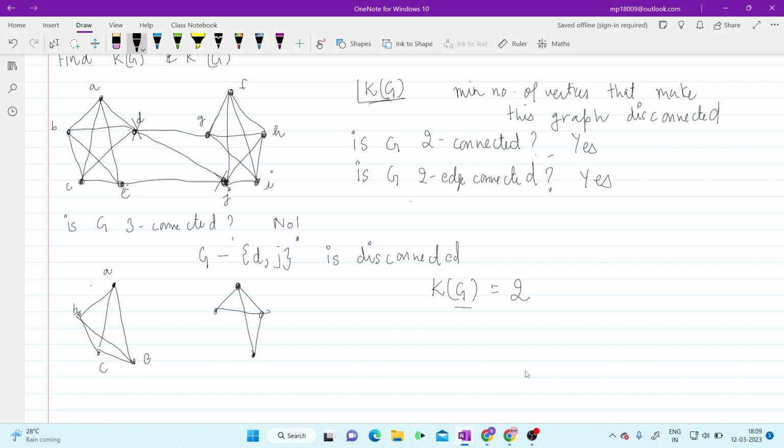Okay. Now what about edge connectivity? What is the edge connectivity for this graph? We have already seen that G is 2 edge connected because every edge lies on some cycle. And from our previous exercise, if every edge lies on a cycle and G is a connected graph, then G is 2 edge connected. What about 3 edge connected? Is G 3 edge connected?